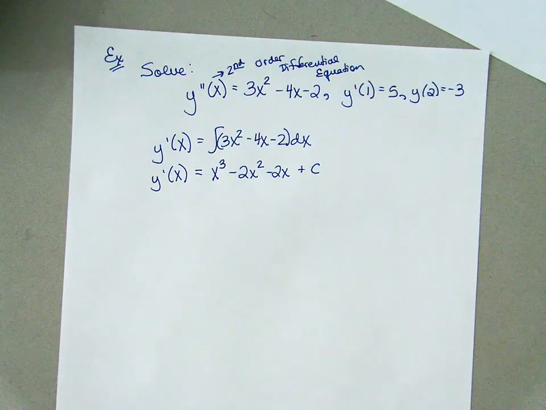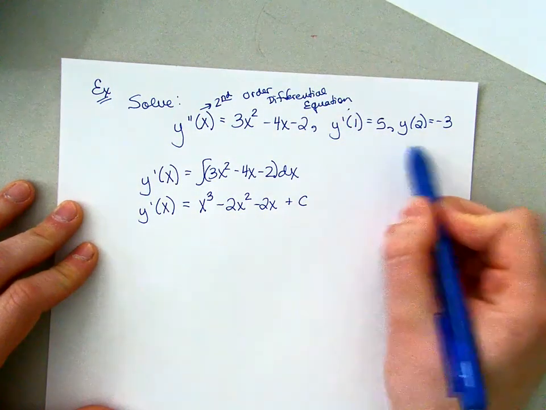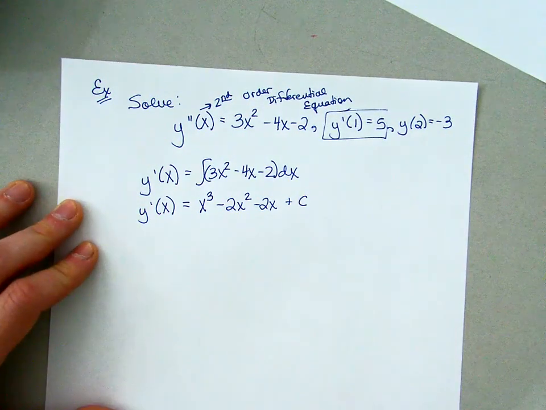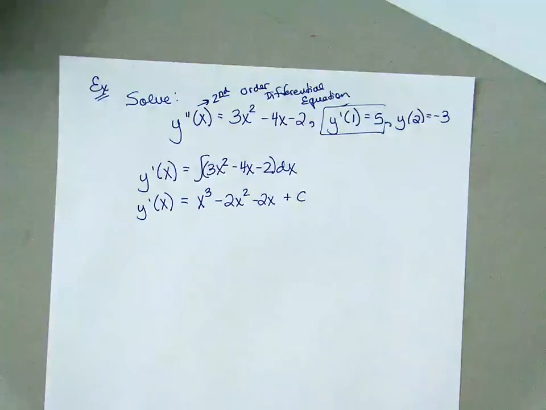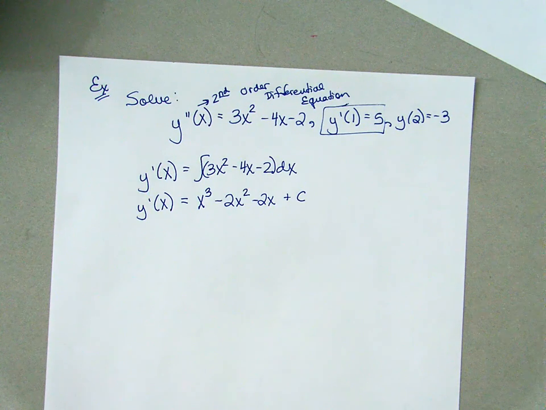I am not going to go on right now and find the original function. Before I do that, I want to figure out this value of c. How? Well, there were two pieces of information. Put 5 in for y prime of x and plug in 1 for x. You're going to ignore that y of 2 equals negative 3 for now. You're going to use the information you were given about y prime, plug in 1 for x, set it equal to 5, and get your constant from your first derivative. There will then be a different constant in the original function. Go do it.